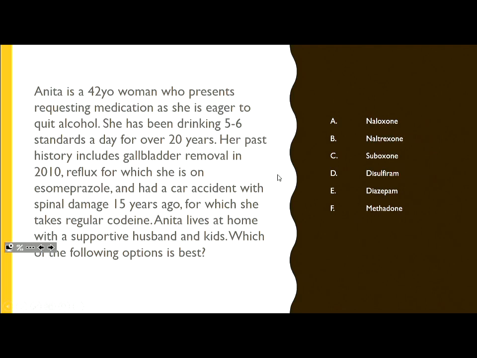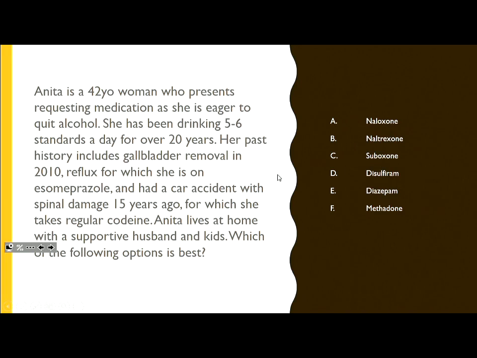Anita is a 42-year-old woman who presents requesting medication as she is eager to quit alcohol. She has been drinking 5 to 6 standards a day for over 20 years. Her past history includes gallbladder removal in 2010, reflux, for which she is on esomeprazole, and had a car accident with spinal damage 15 years ago, for which she takes regular codeine. Anita lives at home with a supportive husband and kids. Which of the following options is best?